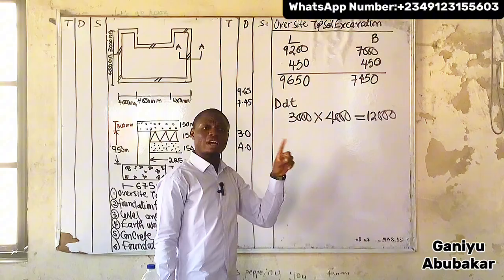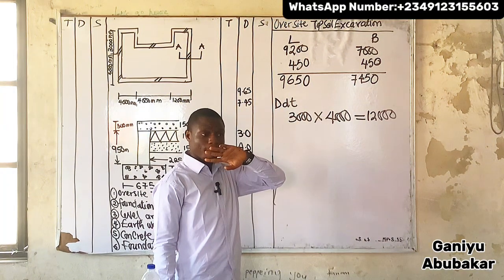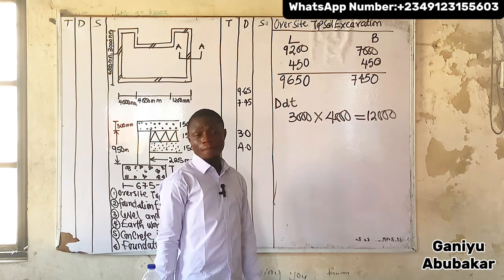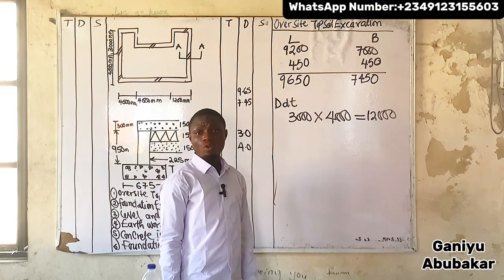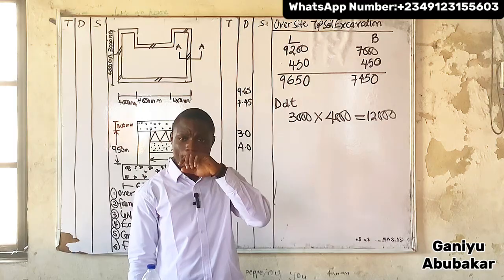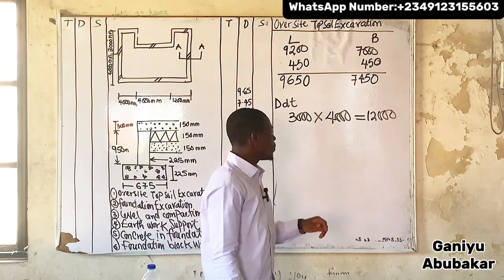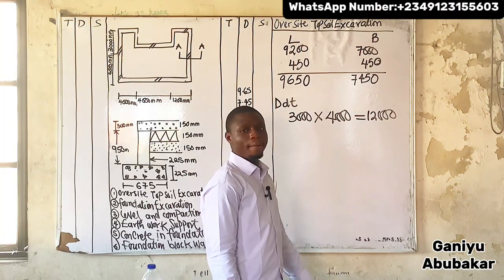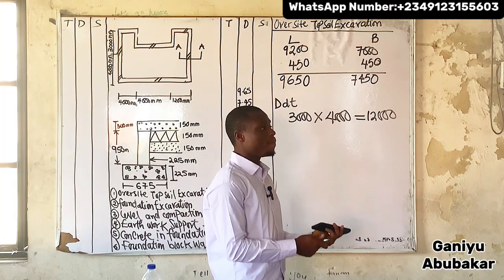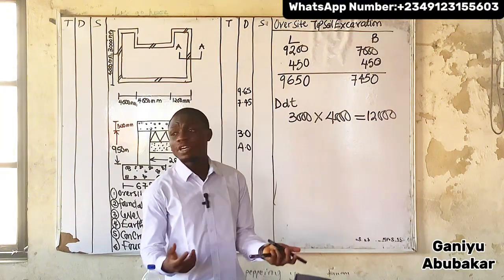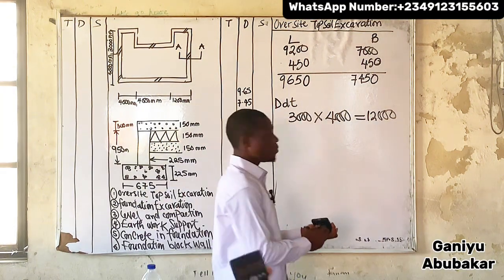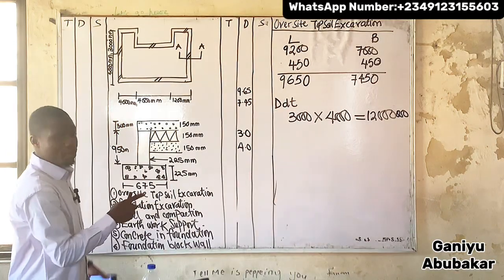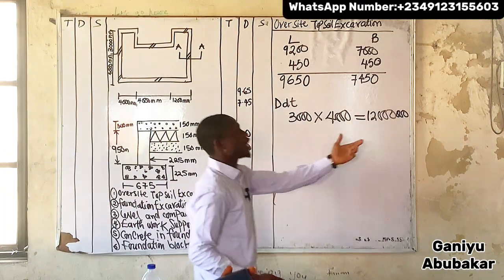Is it 1,000 or 2,000? Yes, it's correct. What's the answer? Is it 1,000 or 2,000? 3 zeros. I asked for the value now. What's the value? So multiply this by this and keep your answer here.